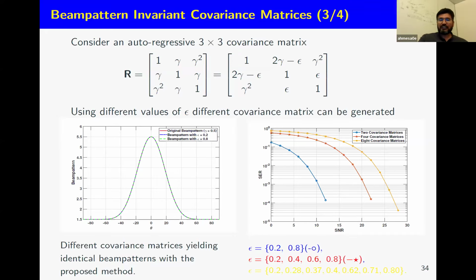But my covariance matrix has changed. For the second one, I choose the value of epsilon equal to 0.8. My covariance matrix has changed, but my beam pattern will remain the same. So this was BPSK. Similarly, we can generate a number of modulation schemes. For example, for QPSK, for the first covariance matrix I will choose 0.2, for the second 0.4, for the third 0.6, for the fourth 0.8, and so on. We can do it like this.